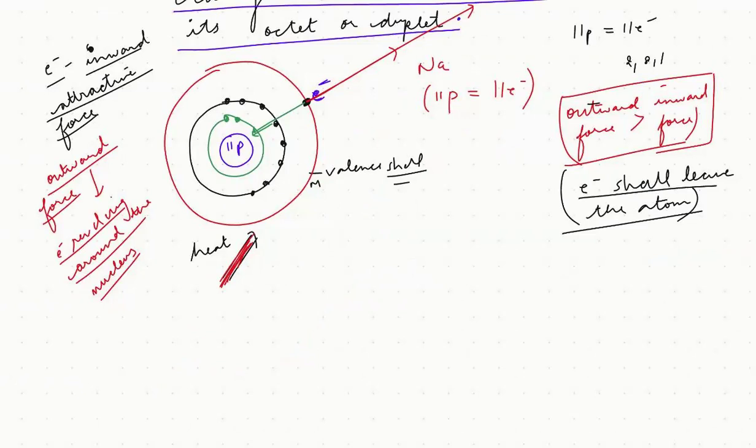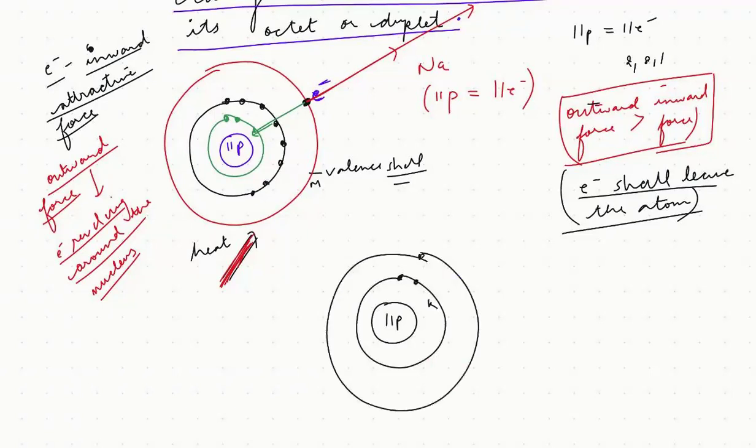When the electron leaves the atom, we would now have 11 protons inside the nucleus, the inner K shell which carries 2 electrons, and also 1, 2, 3, 4, 5, 6, 7, 8 electrons, and 1 electron is lost. So now we have 11 protons and 10 electrons. For 1 proton the charge is plus 1, so for 11 protons the charge is plus 11. For 1 electron the charge is minus 1, so for 10 electrons the charge is minus 10. And hence the net charge would be plus 1.